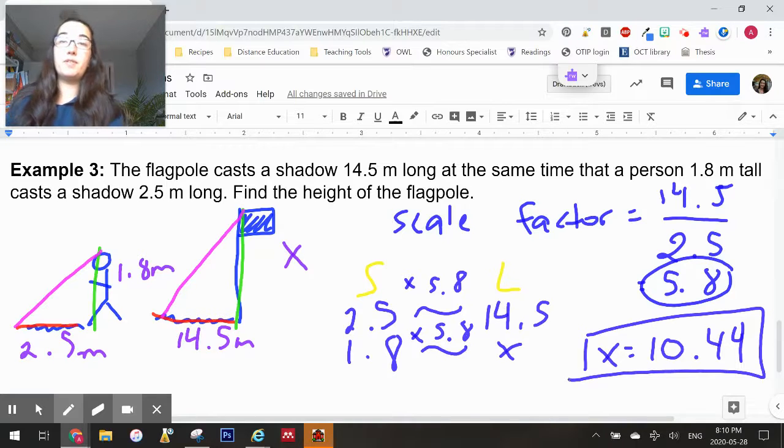We can finish off with a therefore statement. Therefore, the height of the flagpole is 10.44 meters. Okay? So as you can see, applications with similar triangles are not that difficult. It's just a matter of making sure you have a solid diagram, that you understand the question, and that you really take the time to follow the steps like we have before when looking for an unknown side. Good work, everybody.